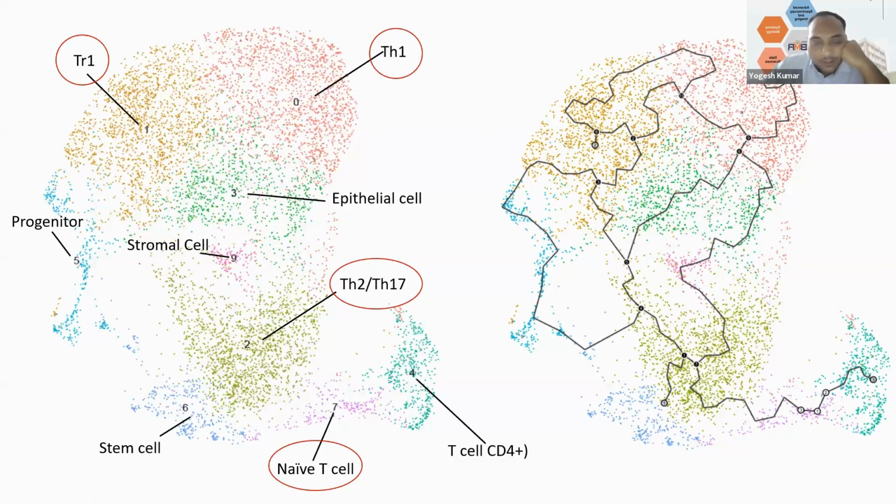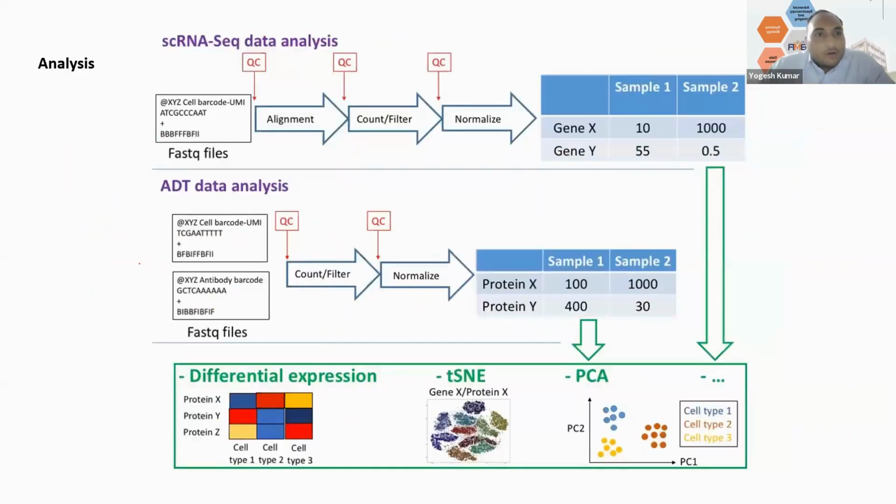So after doing the very simple analysis, you can perform trajectory analysis, interactome analysis, velocity analysis and so on. So there are more extended analyses that you can do using single cell, and each and every analysis depends upon your research question. Okay, this is an overall workflow.